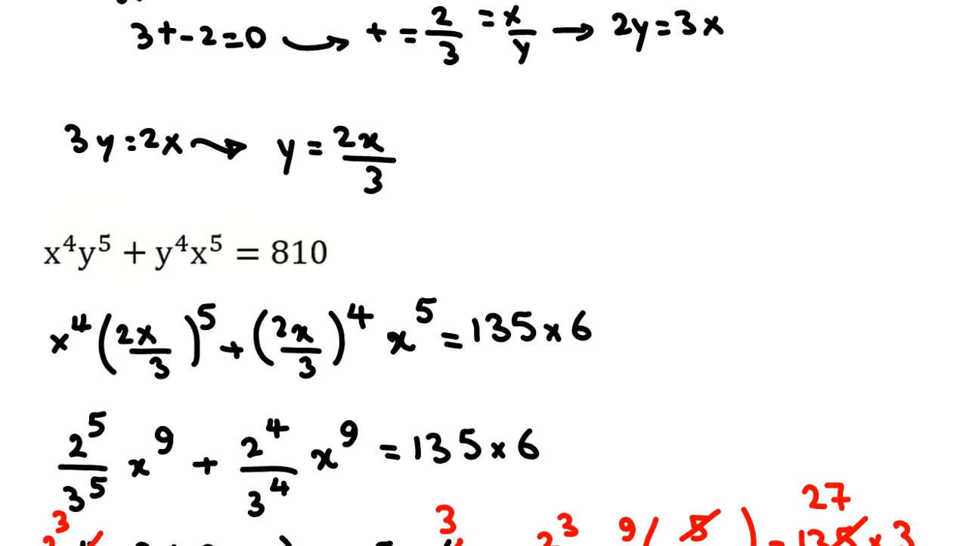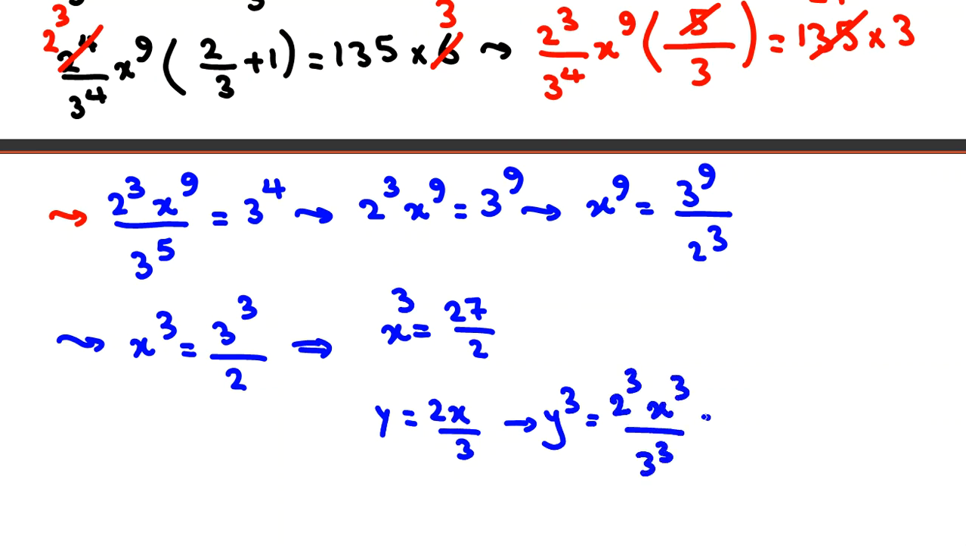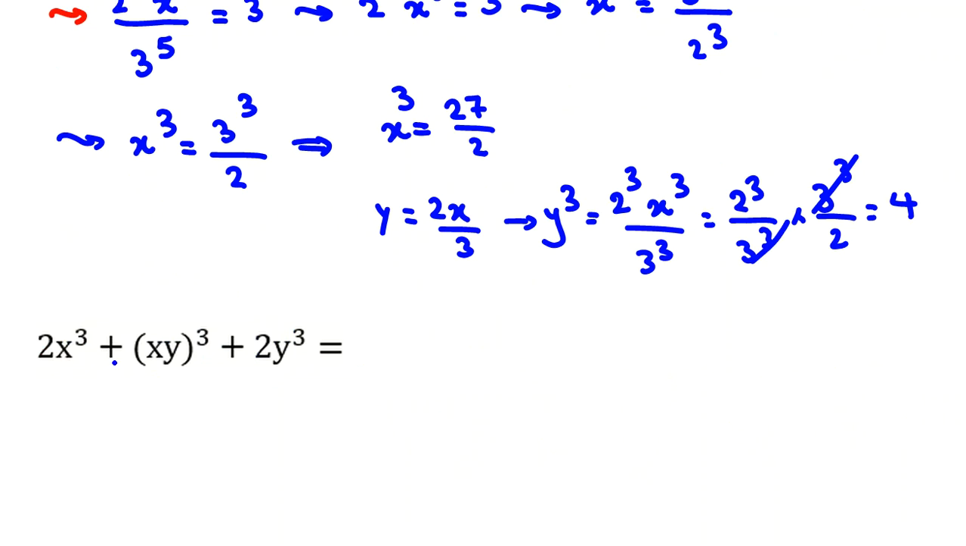Now, we know what? y is 2x over 3. So y cubed is 2 cubed, x cubed, over 3 cubed. If I replace x cubed with this, it will be 2 cubed over 3 cubed, times x cubed, which is 3 cubed, 27 over 2. And this will be cancelled, 2 cubed over 2, which will be 4. So x cubed is this, y cubed is this. The problem wants this, so let's replace.